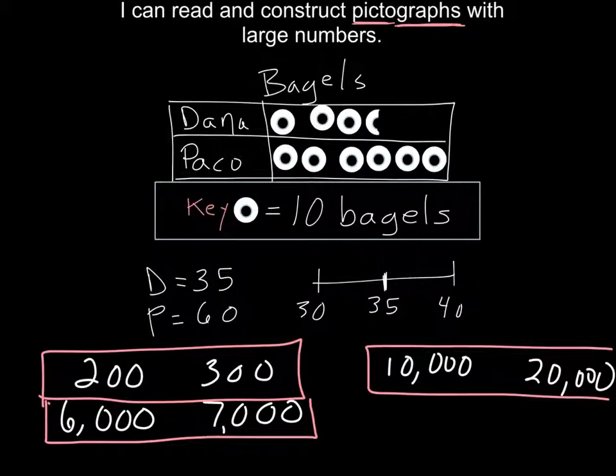This will help us figure out what pictures we could draw to represent half of those numbers, or halfway between 200 and 300, 6,000 and 7,000, and 10,000 and 20,000.